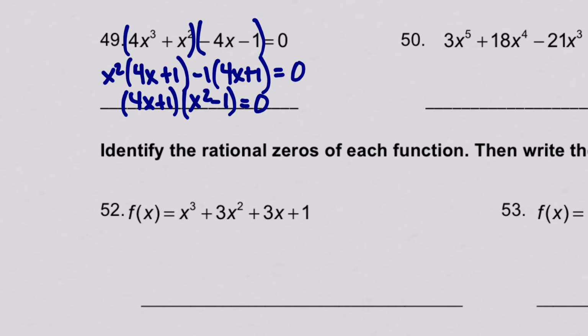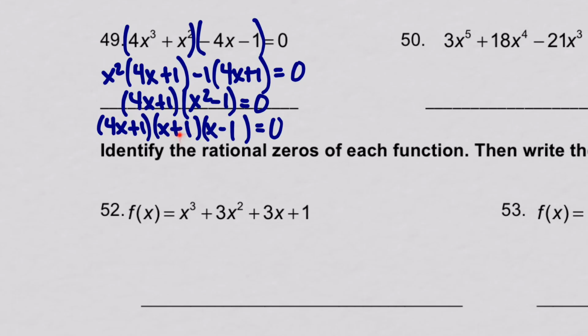equals 0. X squared minus 1, you should have noticed this. If you didn't, look out for these other special patterns, right? This is a difference of two perfect squares. So I can factor this even more. Okay, so it's going to be 4x plus 1. And then x squared minus 1 breaks down into x plus 1 and x minus 1. Right? Because x squared is a perfect square, 1 is a perfect square. And there you go. That's going to give me my 3 zeros, my 3 solutions.